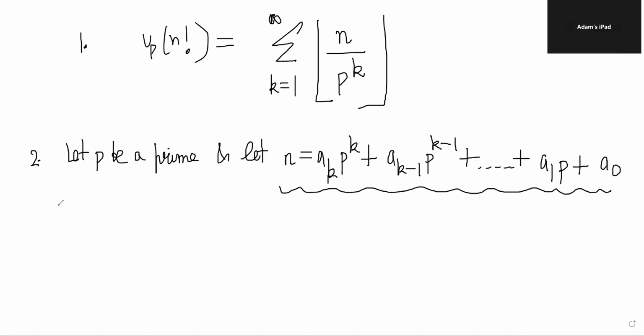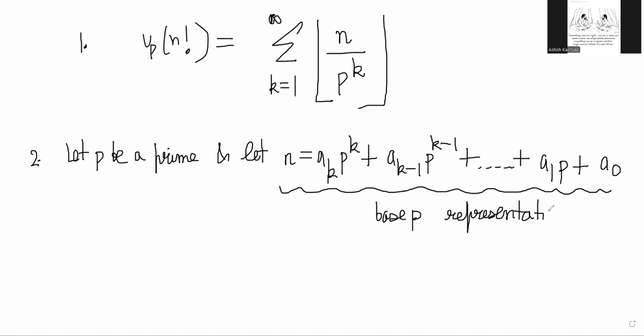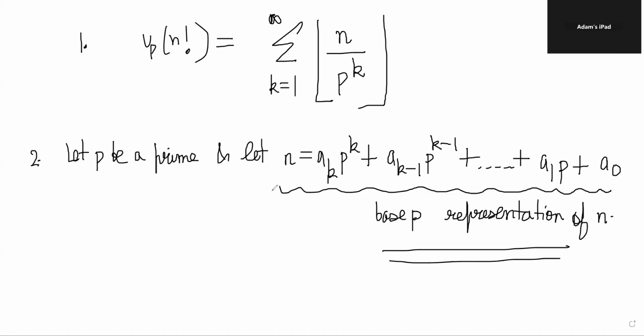Oh, modular. Wait, no. This is the base p representation of n, right? N was in base 10, and if you rewrite it like this, you will be able to say what is the base p representation of n. That would be this number basically. Base p.